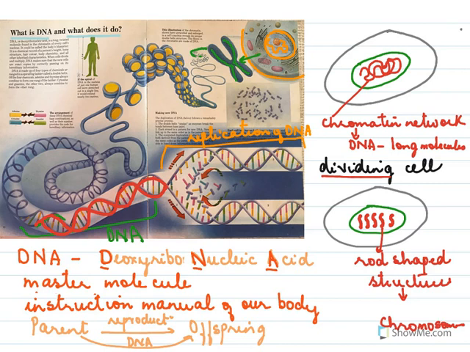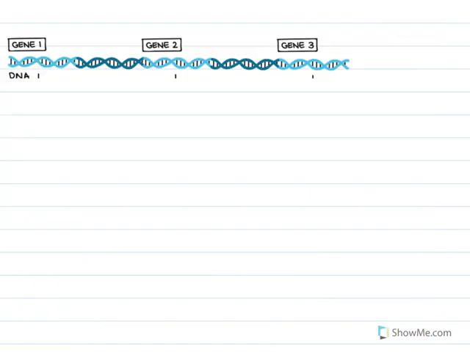So now we know what the DNA looks like. It looks like a twisted ladder. It's called a master molecule because it carries the instruction manual of the body. So this is the picture of a DNA molecule, a long molecule. Now, what are genes? Genes are functional units of the DNA.